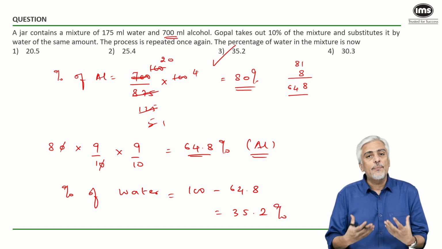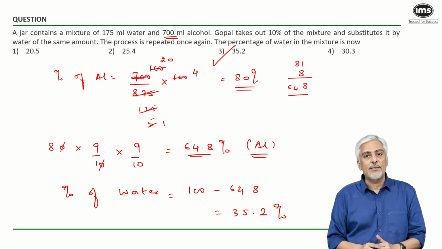The second method is obviously a preferable method. So if you understand that, you should use the second method.